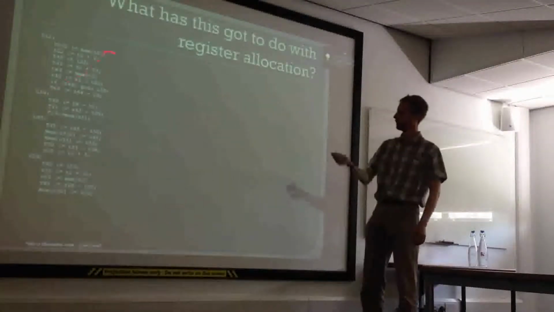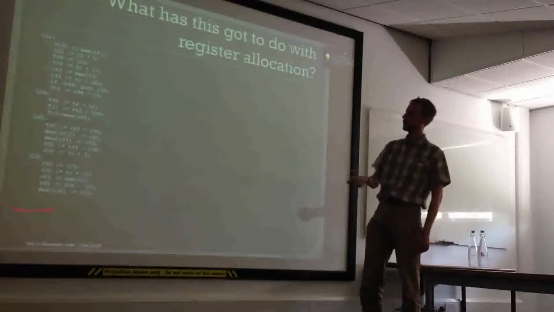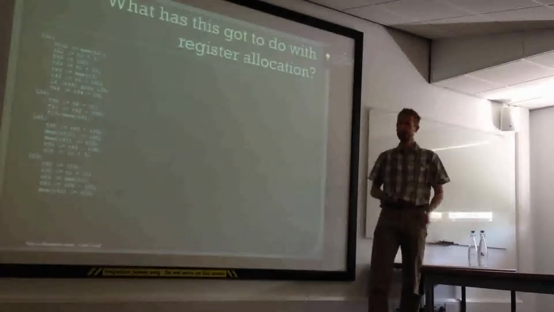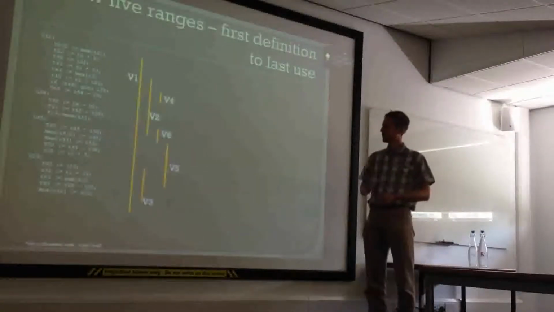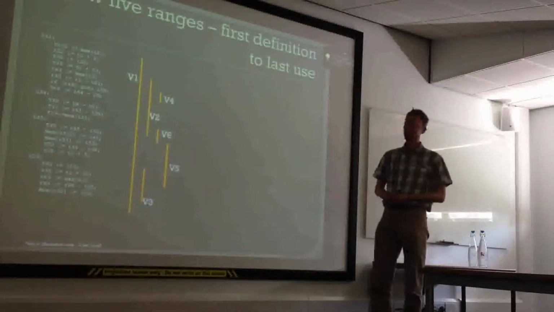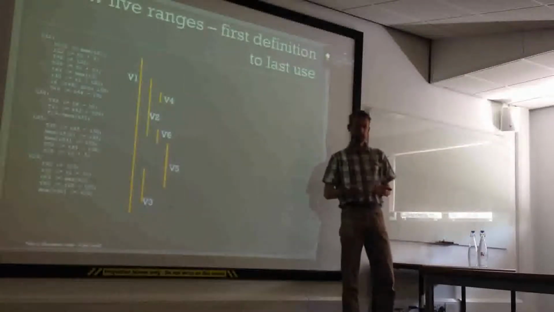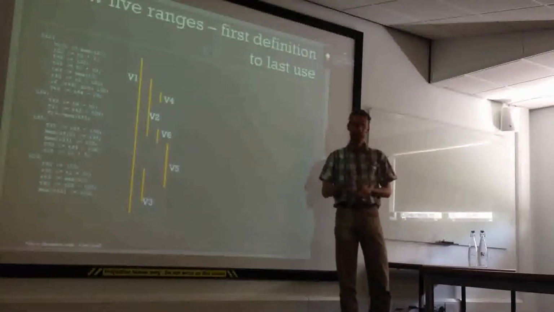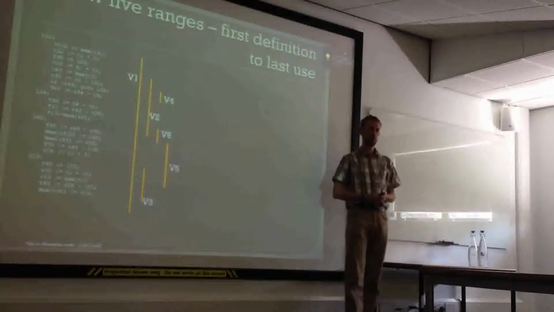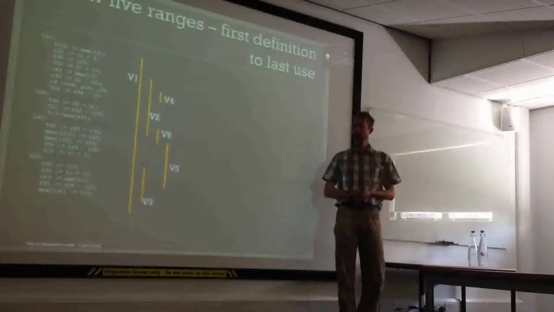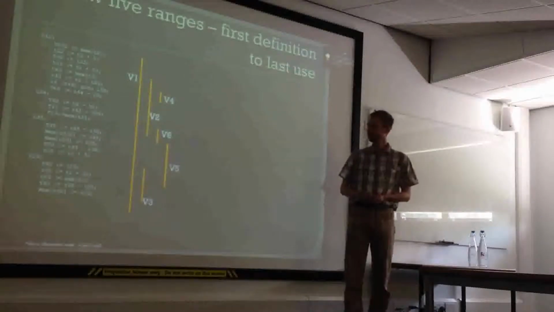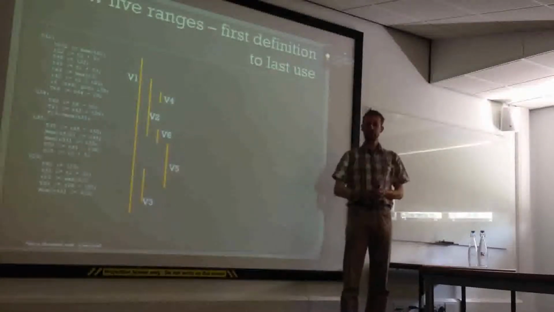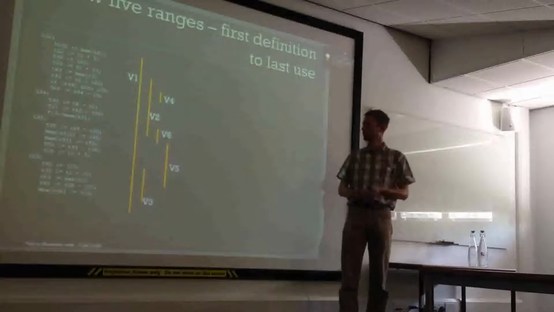Here's a little program. This is intermediate representation, so it looks a bit like assembly language. Don't look too closely because it's not real, it's made up. And what we do is we create things called live ranges. The idea of a live range is the first time you write a value to a variable, that variable becomes live. And the last time you use the value in that variable, the variable becomes dead. The range between those 2 points is called the live range.